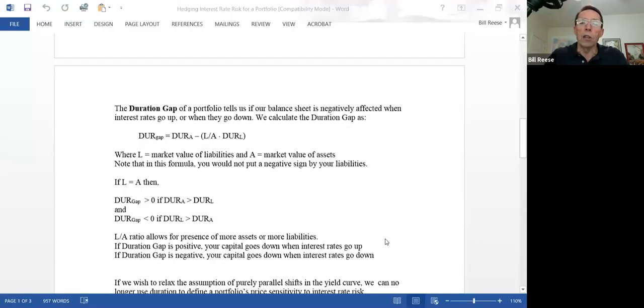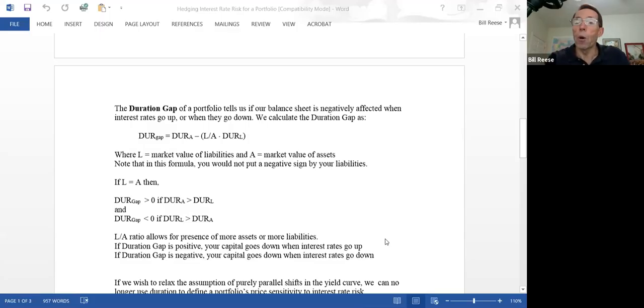And you'll see that the duration gap is equal to the duration of your assets minus the ratio of market value of your liabilities to market value of your assets. That L over A is the market value of your liabilities divided by the market value of your assets, multiplied by the duration of your liabilities. So it's a fairly simple concept. The duration gap is basically the duration of your assets minus the duration of your liabilities, but it's scaled by the market value of liabilities divided by the market value of your assets.